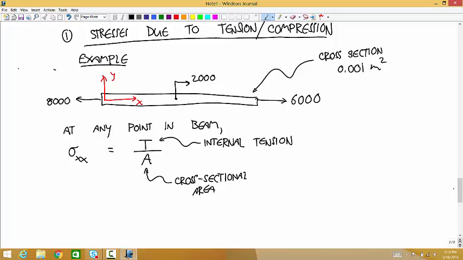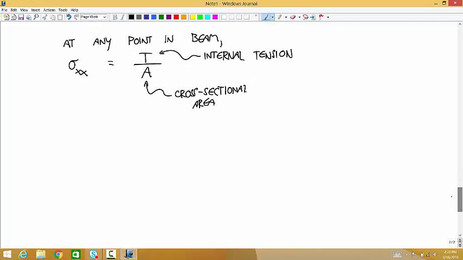Okay, so let's figure out with this example beam, what's the stress tensor due to tension for points along the green dotted line?